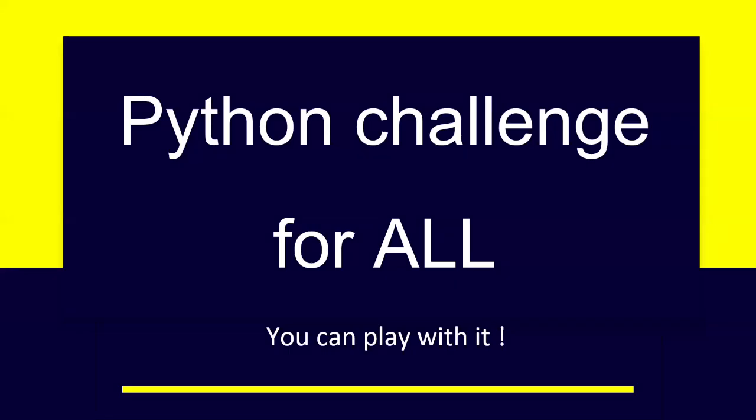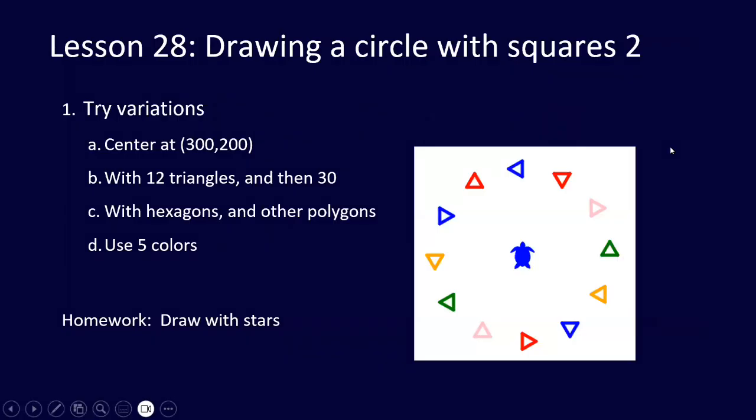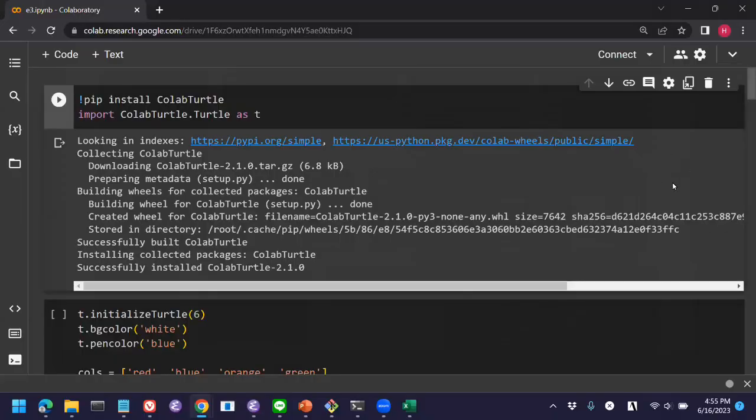Okay, let's see where we were last time. We started to draw a circle using some small shapes like squares or triangles. This is what we drew last time. So let's open the notebook in Colab. Check. So E3, let's connect and then pip install the first box.